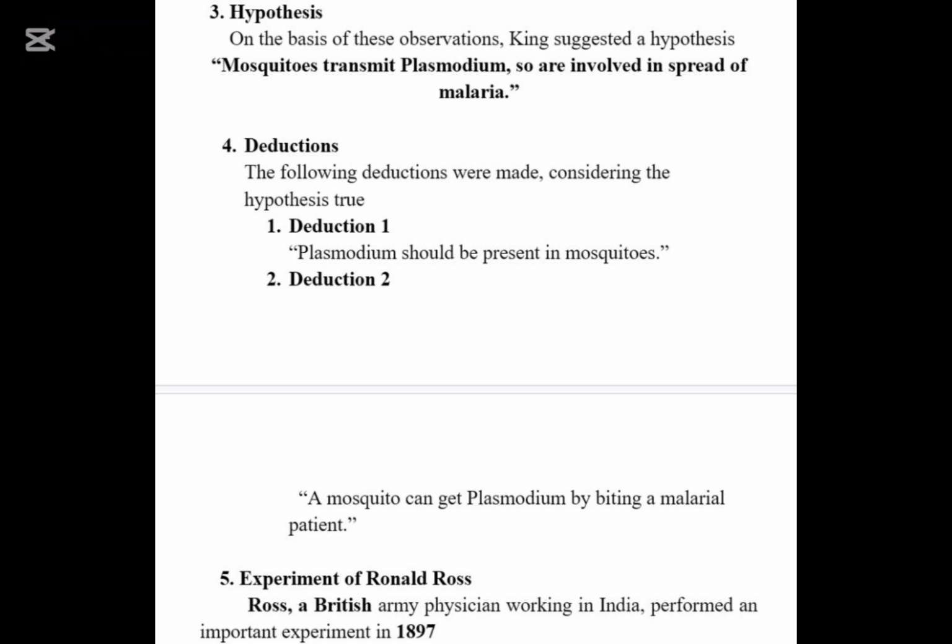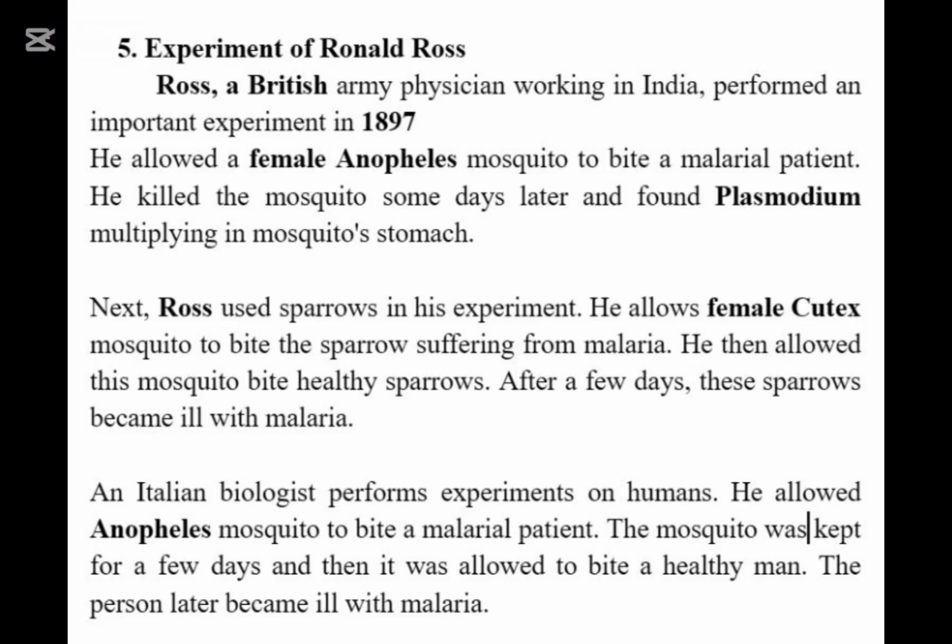Step 5 is experiments. To test this, a British army doctor named Ronald Ross did important experiments in India in 1897. First, he let a female Anopheles mosquito bite a patient who had malaria. After a few days, he killed the mosquito and checked its stomach. He found Plasmodium growing inside the mosquito's stomach. This proved deduction 1.